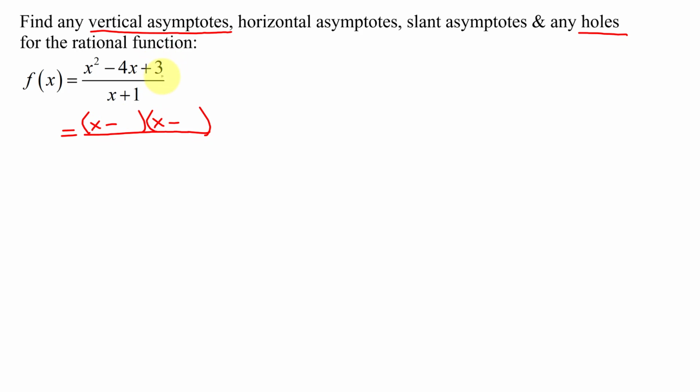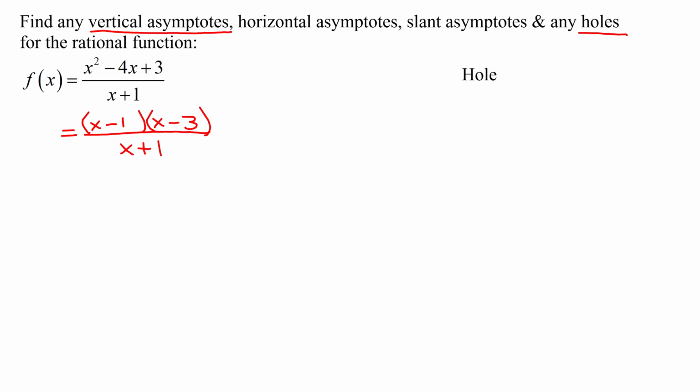Now I need two numbers that multiply to 3 and add to -4. Well, I think -1 and -3 will work. And that is divided by the quantity x plus 1. Now, does anything simplify in this expression? No, I have no common factor to reduce between the numerator and the denominator.